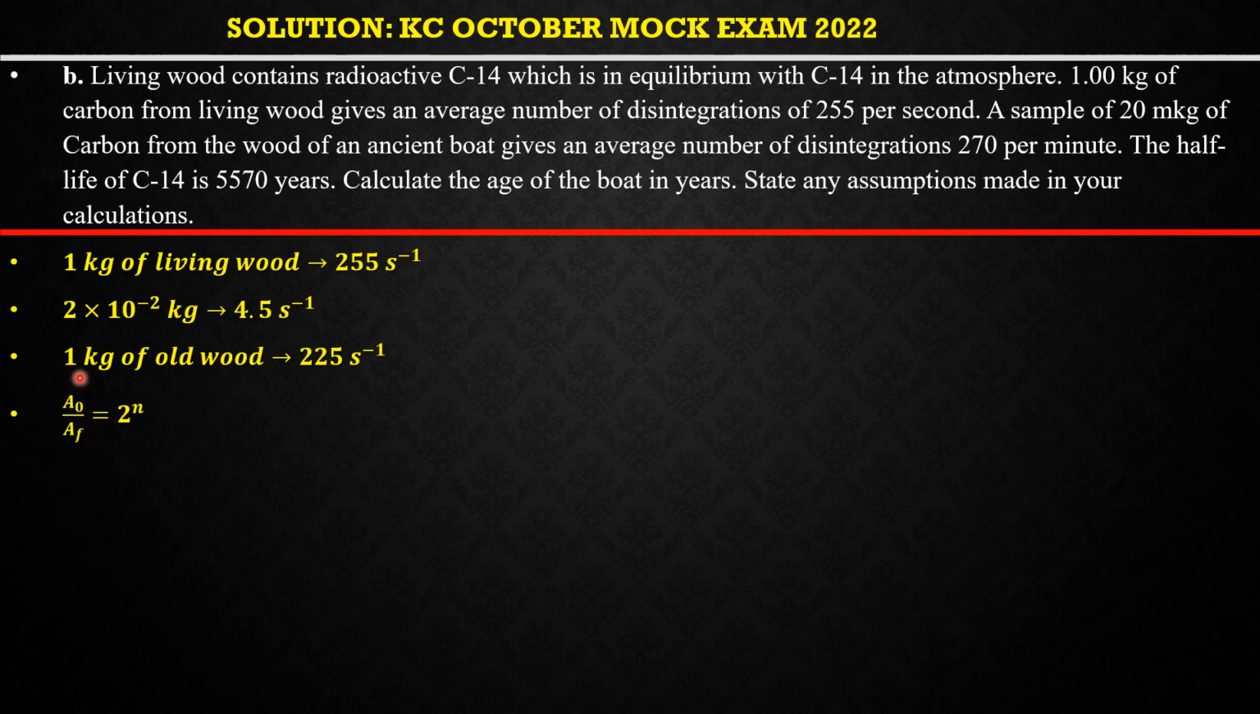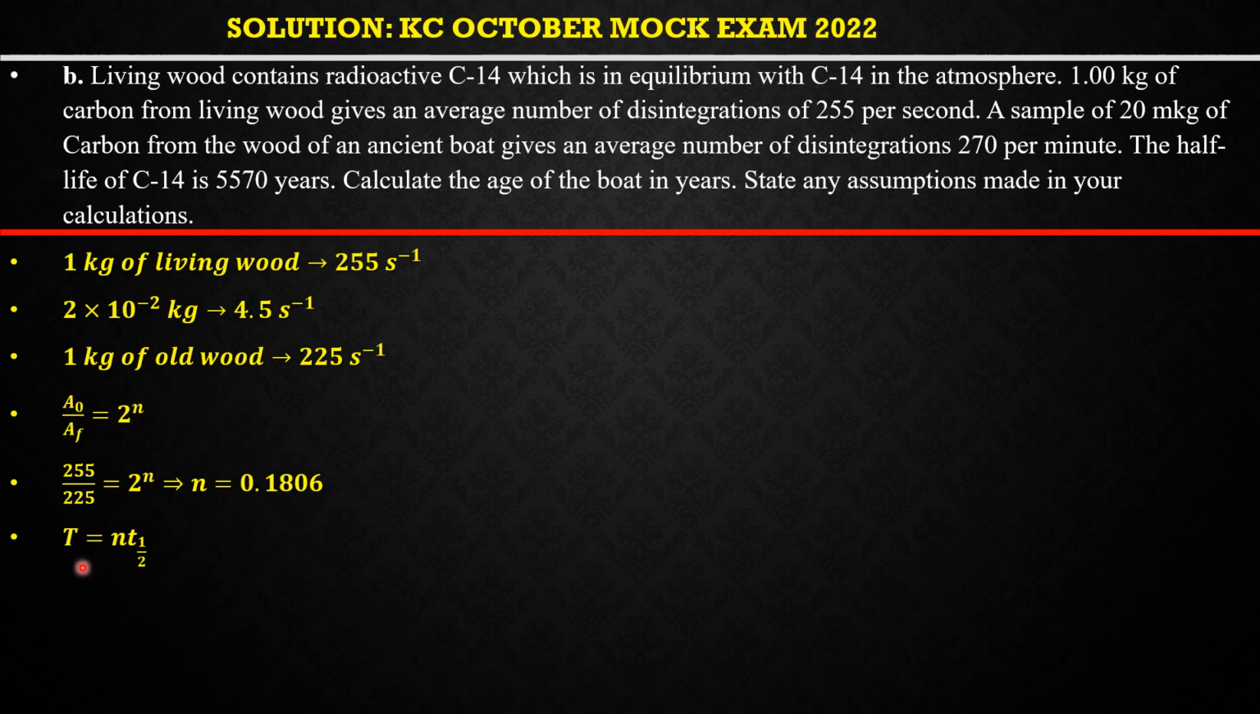So now our original activity divided by our final activity, that's activity of fresh wood divided by activity of old wood, basically gives us 2 to the power n. This is a very important relationship in radioactivity. So activity of fresh wood divided by activity of old wood gives us 2 to the power n, and our n, taking log on both sides, is actually going to be 0.1806.